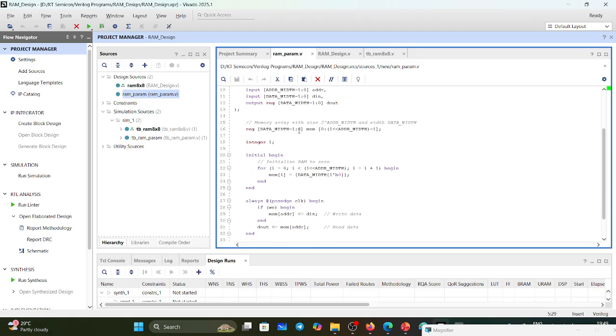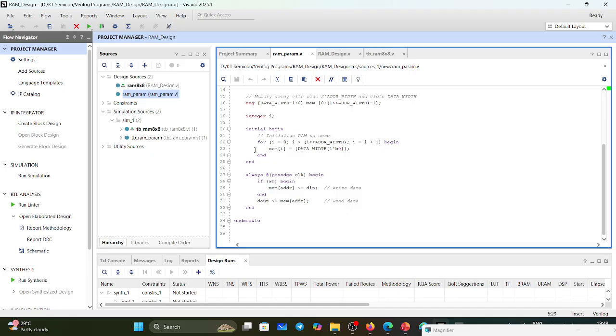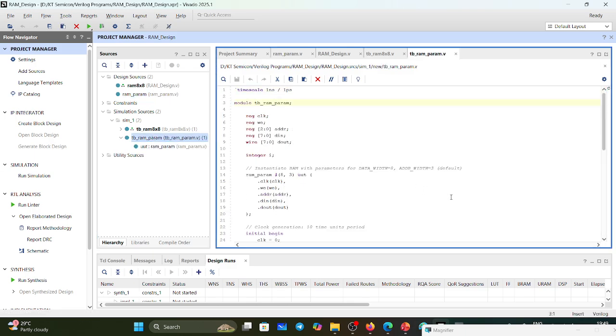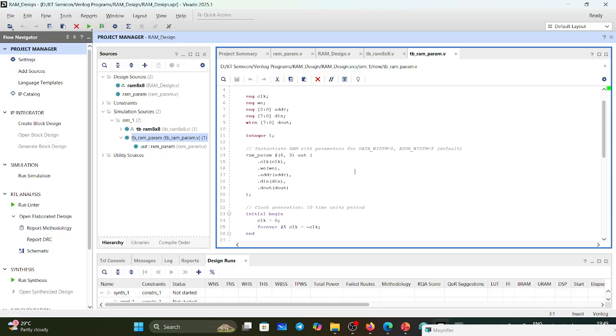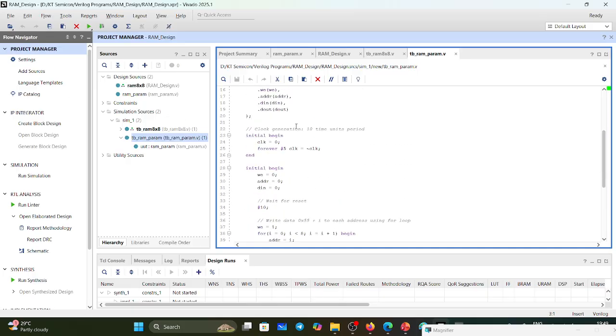So you need to create the memory like this: reg data width minus 1 down to 0, mem of 0 to 1 left shift address width minus 1. I am checking for read operation, write operation, and read operation. This initializes the RAM to 0, and during the passage of clock, when write enable equal to 1, I am doing write operation, and otherwise I am doing read operation. The test bench is also the same. This is the RAM parameter test bench, and you can write the test bench like that.